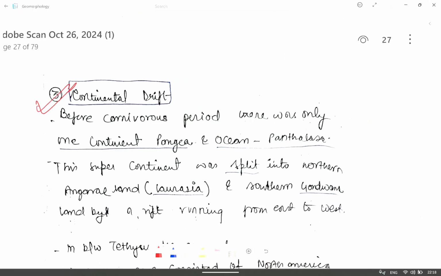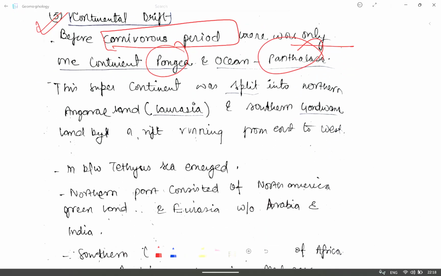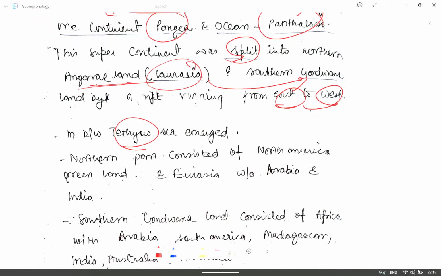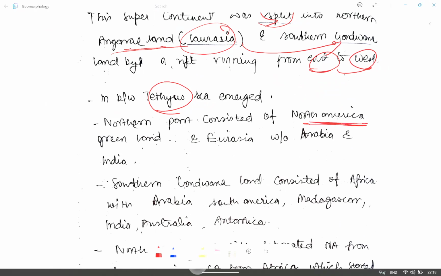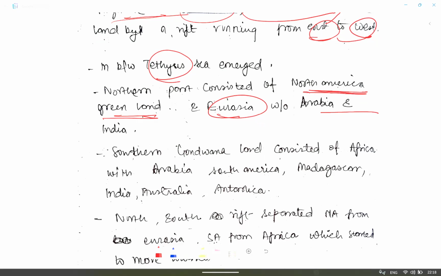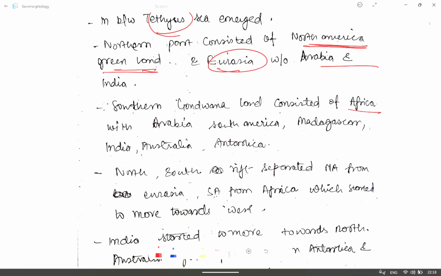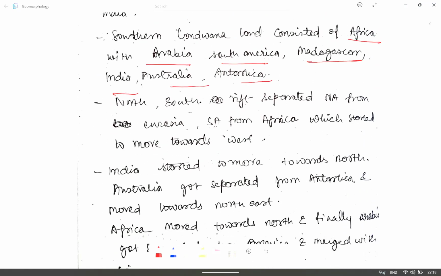Now before the Carboniferous period, there was only one continent, which was Pangaea, and the ocean Panthalassa. This supercontinent split into northern Angaraland, that is Laurasia, and southern Gondwanaland, with a rift running from east to west. In between was the Tethys Sea. Now the northern part consisted of North America, Greenland, and Eurasia without Arabia and India. The southern Gondwanaland consisted of Africa, Arabia, South America, Madagascar, India, Australia, and Antarctica.